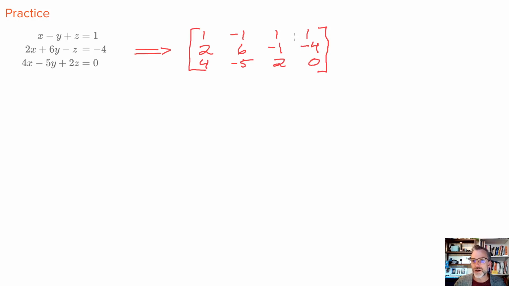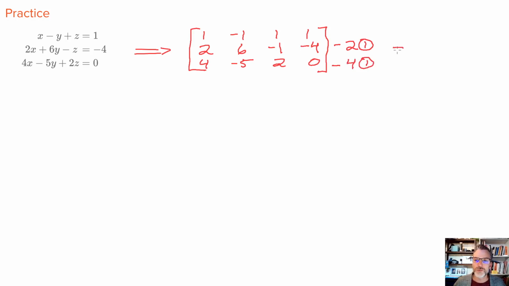We can add one row to another. We can switch rows, or we can multiply a row by a non-zero constant. So, for example, I've got a 1 up here. Maybe if I subtract 2 times this first row from the second row, I'd get a 0 here. And then similarly subtract 4 times the first row from the third row, I would get a 0 here. Okay, just something I notice. So I could subtract 2 times row 1, minus 4 times row 1.